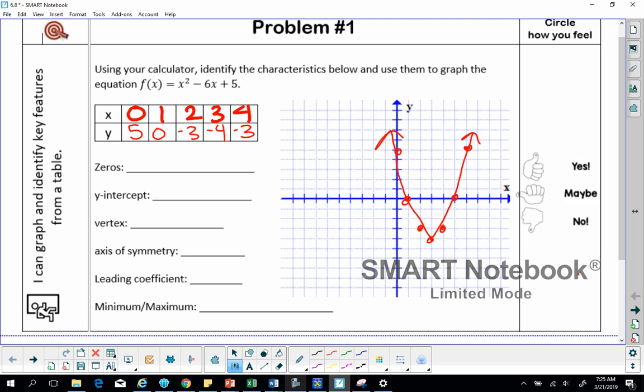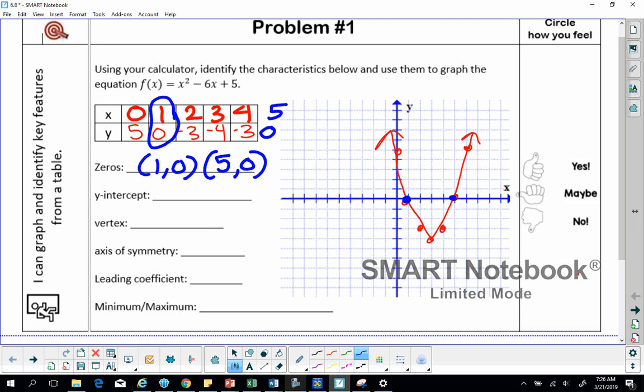So looking at your table, who can raise their hand and tell me the zeros? Who can tell me what the zeros would be? 1 and 5. Remember, zeros means your x-intercept. So I look right here and go, oh, here's one of my zeros, (1, 0). And when you get to 5 on your table, it was (5, 0). Perfect. So remember, zeros are your roots, your solutions. They all mean your x-intercepts.